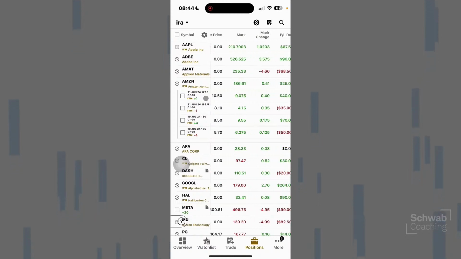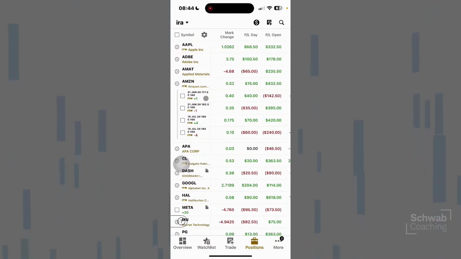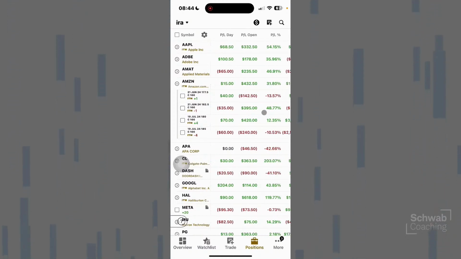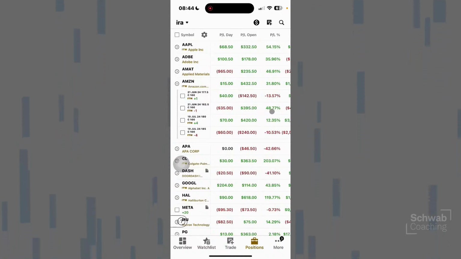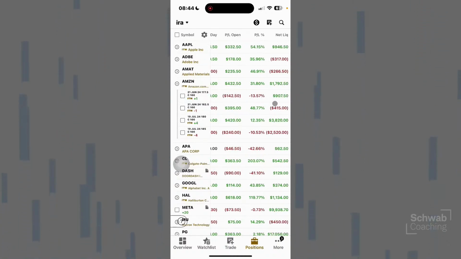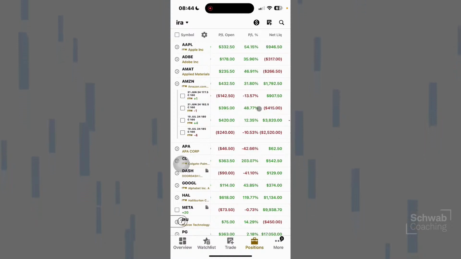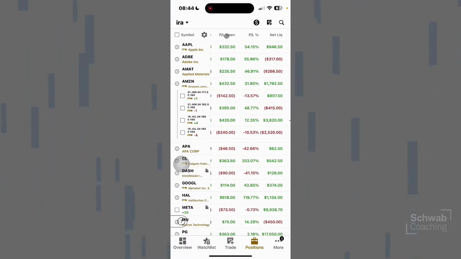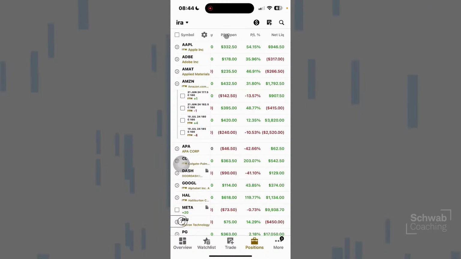I'm going to toggle here to the right with my one finger, and I'm going to look at this and say, okay, what type of percentages do we have? We can see the profit loss percent, the net liquid amount, and the profit loss open. Now, remember, you can put those columns however you want by clicking on the settings.